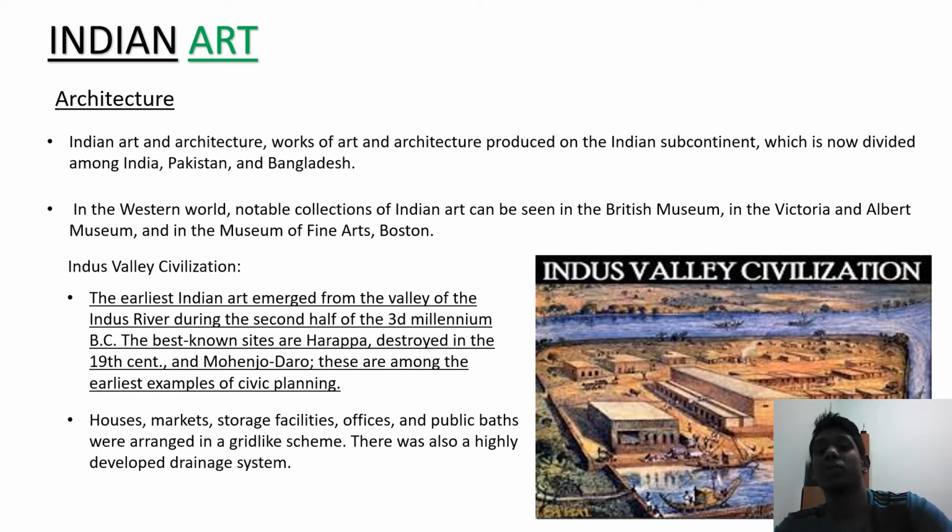This is the image of the Indus Valley Civilization, the earliest Indian image from the valley of the Indus River during the second or third millennium BC. The best known site is Harappa, destroyed in the 19th century. So in this Indus Valley civilization, there is a house shop like we have now. So there's no big difference between now and that time.